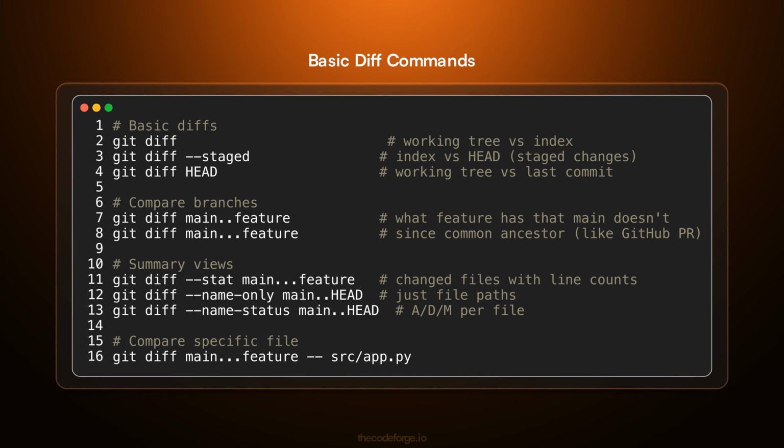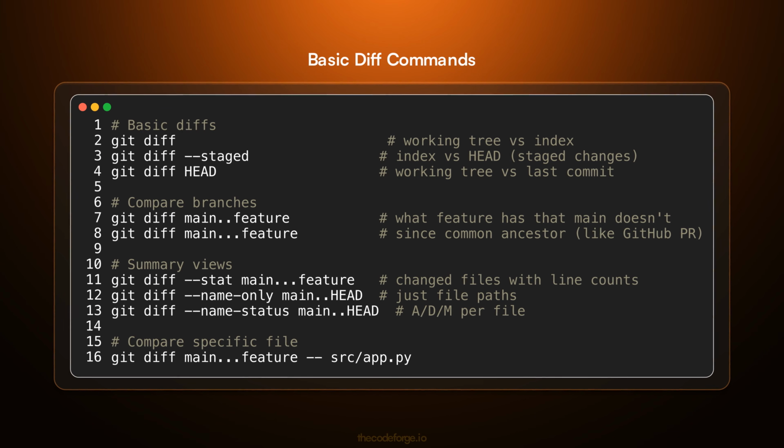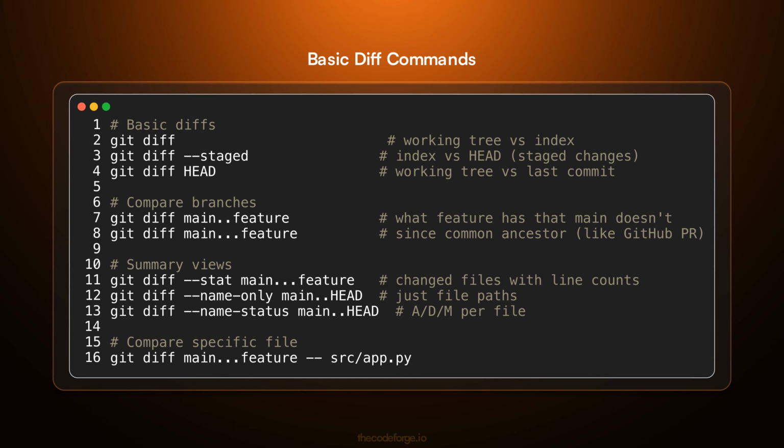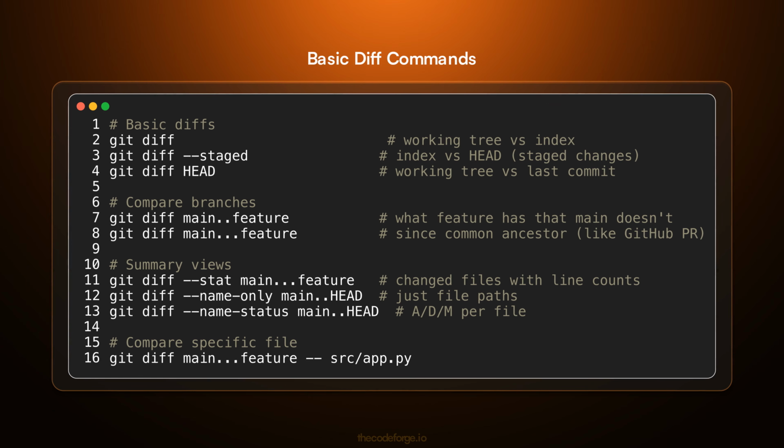Here are the essential Git Diff commands. The first three show differences between your working tree, index, and last commit. The branch comparisons use 2 dots for exact differences and 3 dots for changes since the common ancestor, which is what GitHub PRs use. The summary views give you a bird's-eye view of what changed.